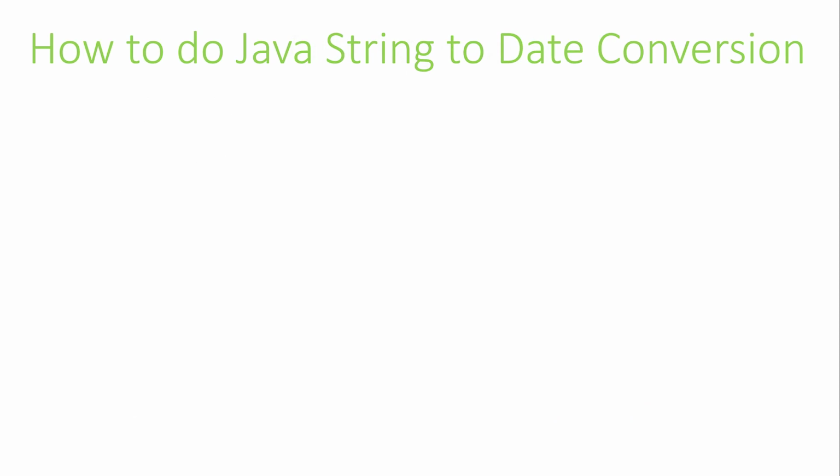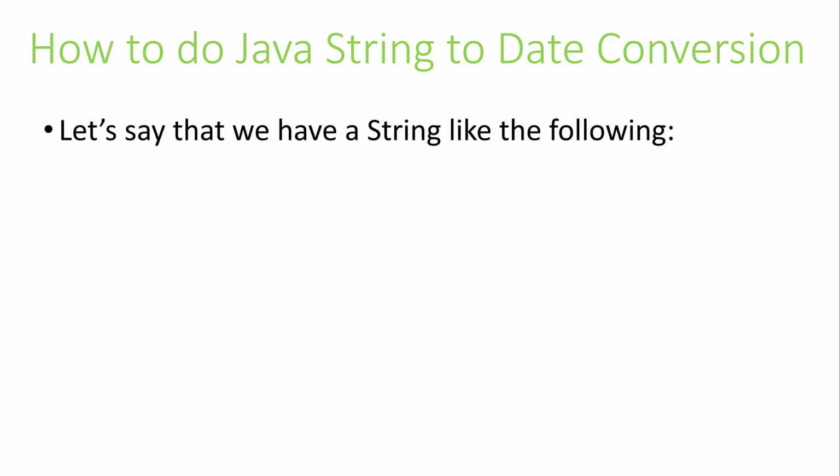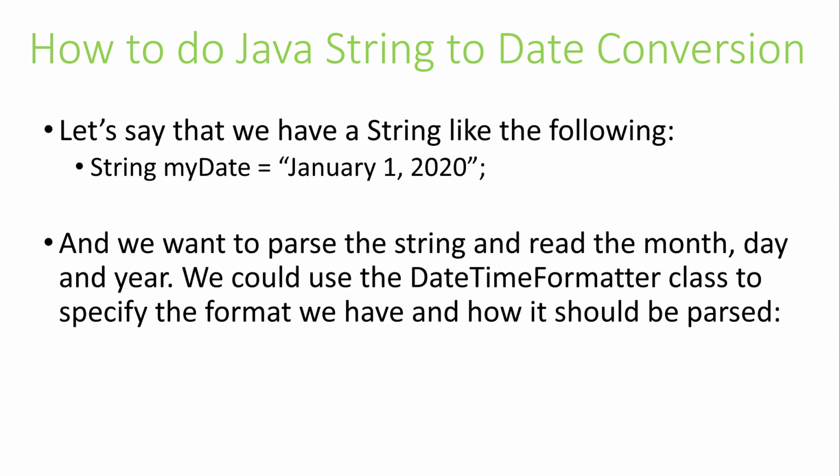So the question we address in this video is, how can we do a string to date conversion in Java? Let's say that we have a string like the following. We assign the string variable myDate equal to the string January 1st, 2020, with the month January written out in all text. And let's say we want to parse our string to read the month, the day, and the year. How can we do that?